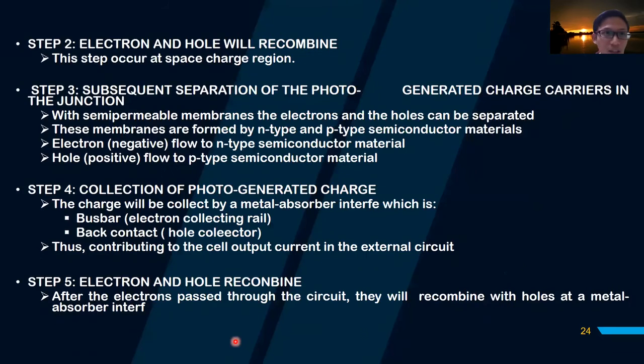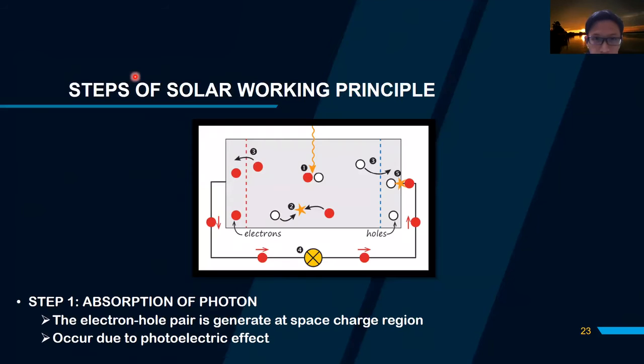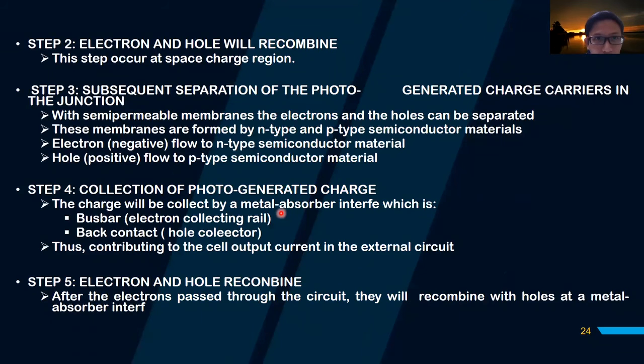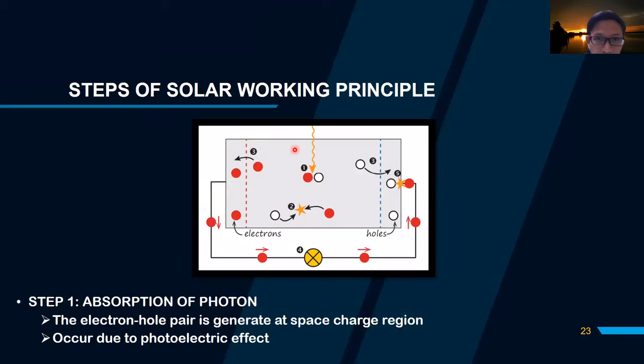Okay, next, step 2: the electron and hole will recombine. So the electron and the hole can be recombined in this region.